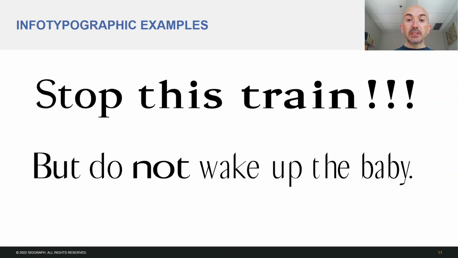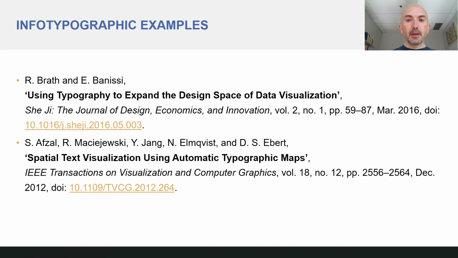This example uses typographical parameters to convey how the text should be said or read. For example, in a theater play. Here the weight maps to the speaking volume and the width to the duration. Infotypography is not that new. There are quite a few examples in the literature. Here are two prominent ones.